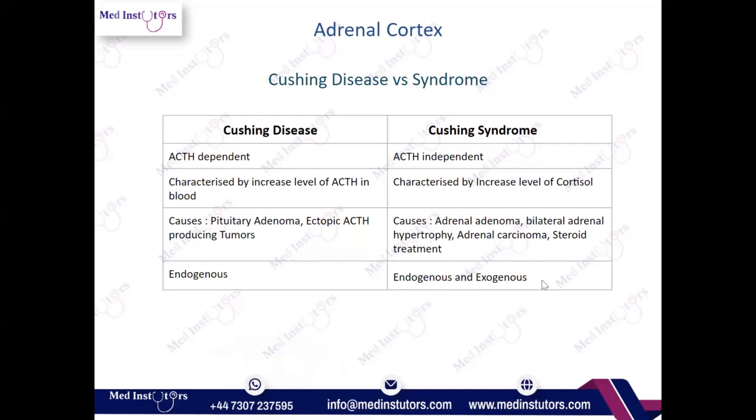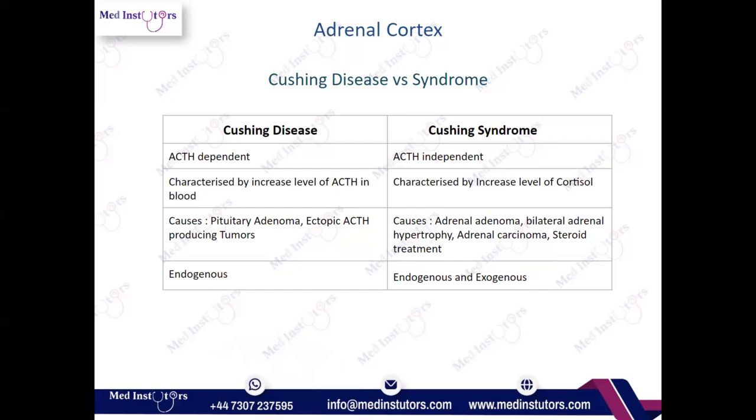So in the exam, they may ask this question: what is the most common exogenous cause of Cushing syndrome? So what would be your answer? Yes, steroid treatment or exogenous steroid. Yes, pharmacological steroid use.